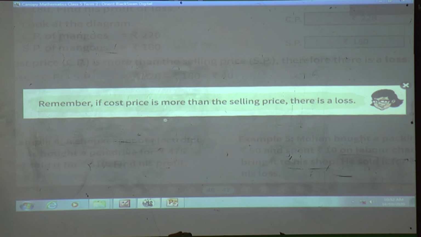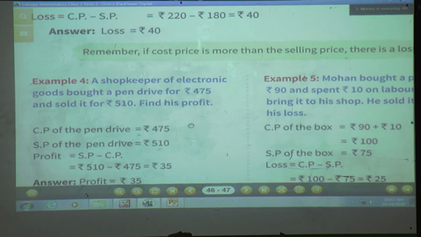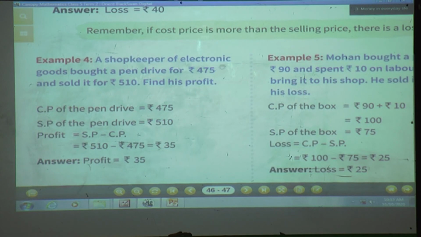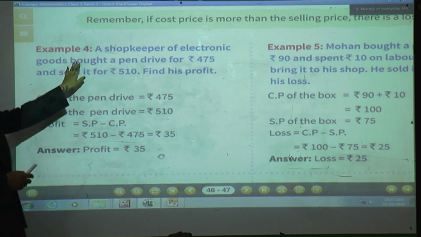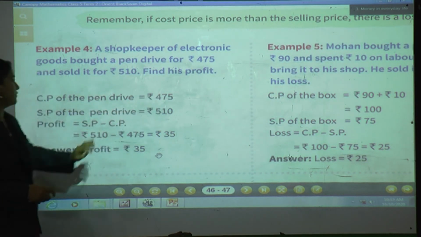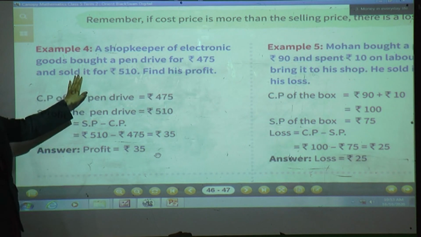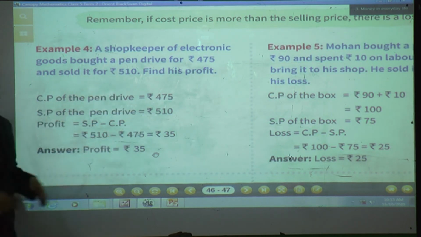Now students, we will see the fourth one here. A shopkeeper of electronics goods bought a pen drive for rupees 475 and sold it for rupees 510. Find his profit. Now you can see here bought means CP, and the CP of the pen drive is rupees 475, and sold means SP, and this one is rupees 510.